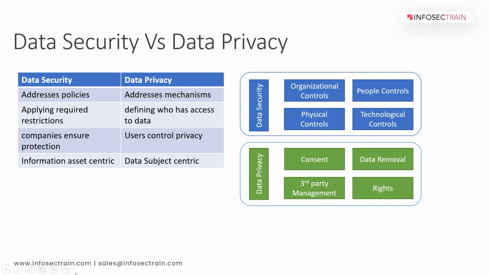Now we can see the difference, and why we started with information security before this. The reason is that they are connected, but at the same time there is a distinct difference between data security and data privacy. Data privacy is not going to be possible if you do not have data security, because data privacy sits on data security. As part of data security, you have organizational control, physical control, technological control, and people control. That's how we bring about your security.